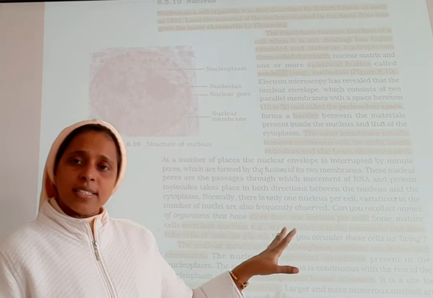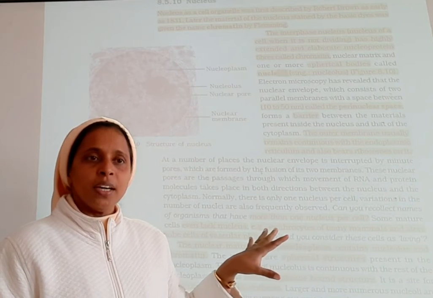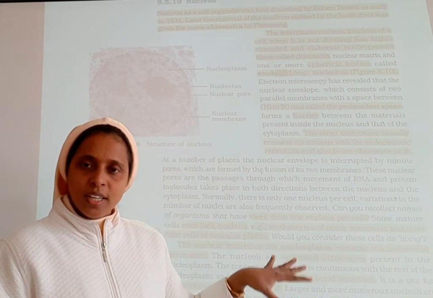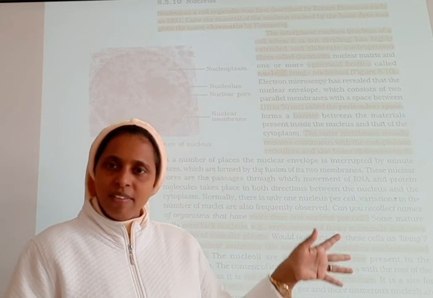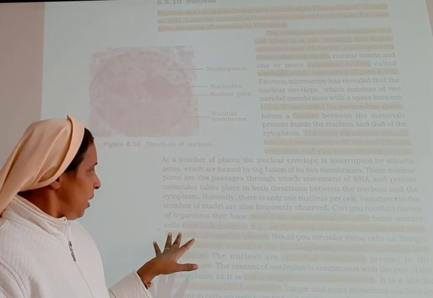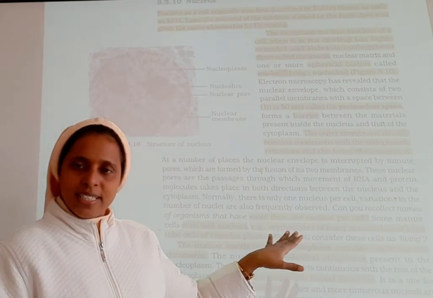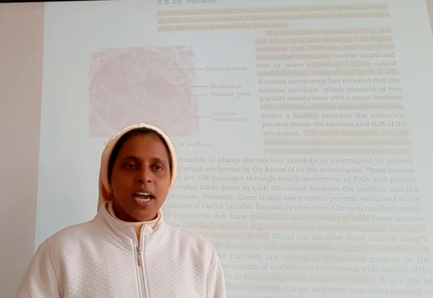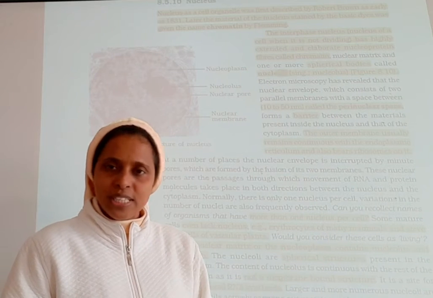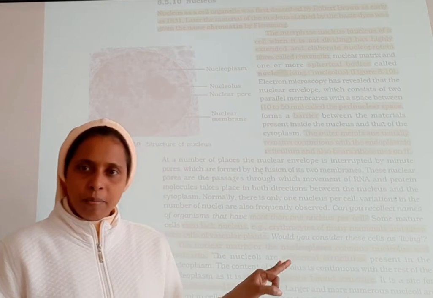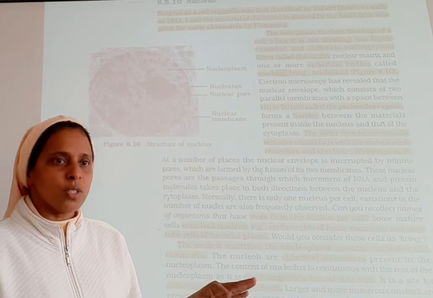There are some cells that possess one nucleus, or more than one nucleus. There are some that do not have a nucleus. What are the examples for that? Erythrocytes of many mammals and sieve tubes of some vascular plants do not possess the nucleus. So there are some examples which lack the nucleus also.